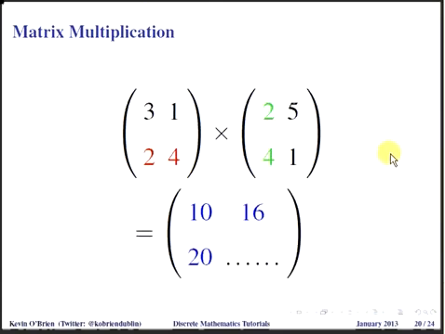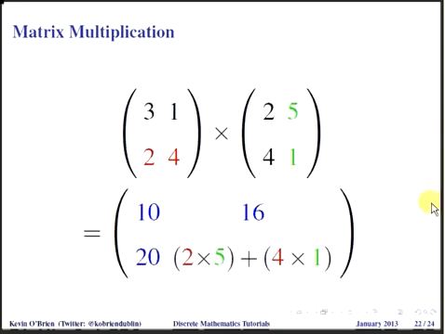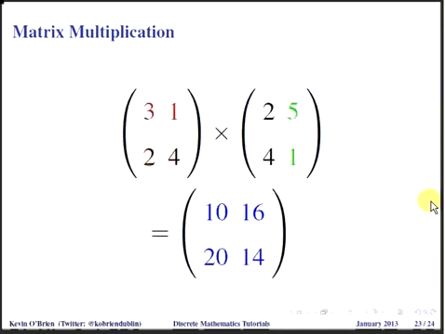And finally, for the last element of the resultant matrix, we are going to use the bottom row, the second row, and the second column. We're going to compute the product of each pair and add them all together. So the first pair is C and V. The second pair is D and X. So C times V plus D times X. Using our values, that's 2 times 5 plus 4 times 1, and that gives us 14. So the resultant matrix of the multiplication of those two matrices is 10, 16, 20, and 14.